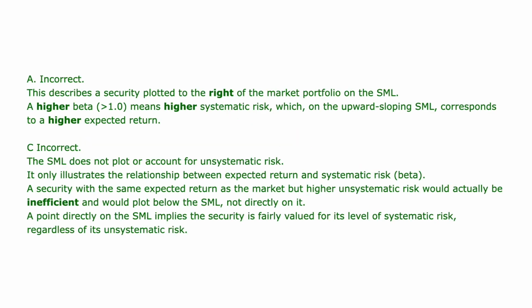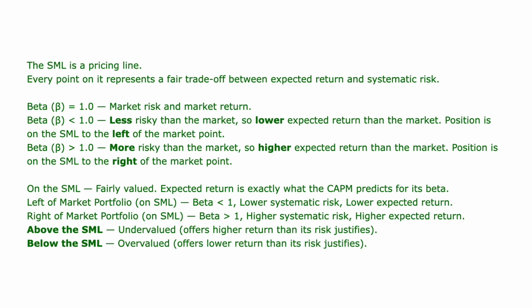Option A, right of market equals beta greater than 1.0, which results in higher systematic risk and higher expected return, the opposite of the question. Option C, the SML plots only systematic risk, beta, not unsystematic risk. Same expected return as the market would require beta equals 1.0, not left of market. Left of market on the SML equals beta less than 1, equals lower systematic risk, equals lower expected return. Position on the SML indicates fair valuation, not inefficiency.